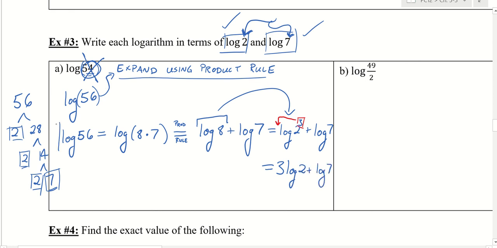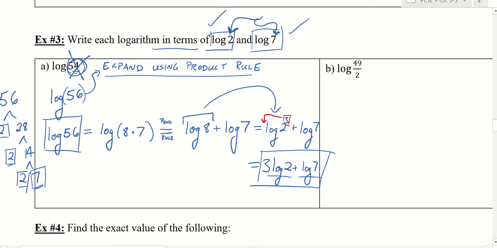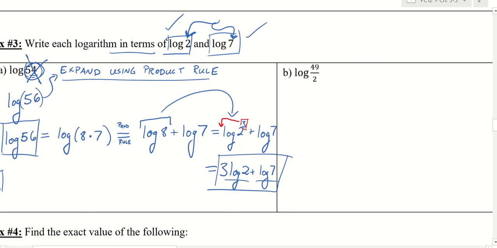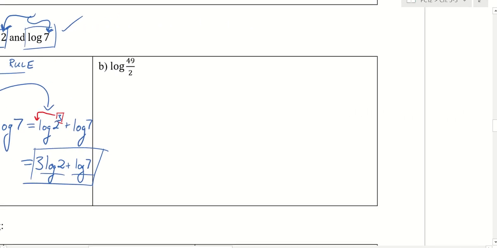So this original logarithm has now been expressed in terms of log 2 and log 7. So this is your final answer. This is as good as we can get here. So hopefully that makes sense here. Now let's look at the next question.